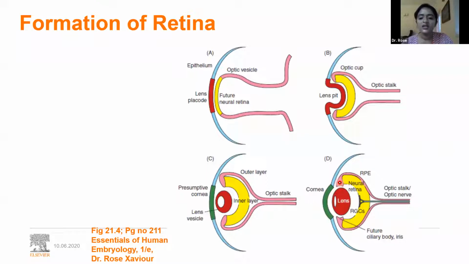So the inner layer is actually forming two parts, an anterior smaller portion and a posterior larger portion. The posterior larger portion is actually forming the sensory layer of retina or the retina proper, and the anterior smaller portion will be giving rise to the ciliary body and iris.